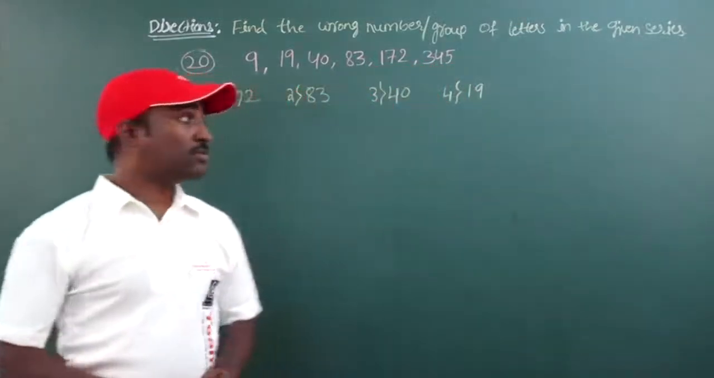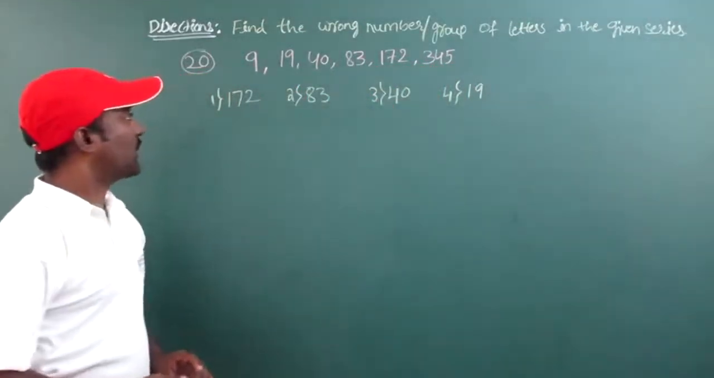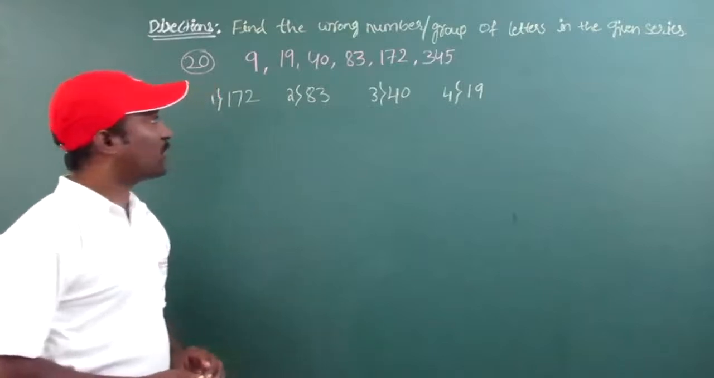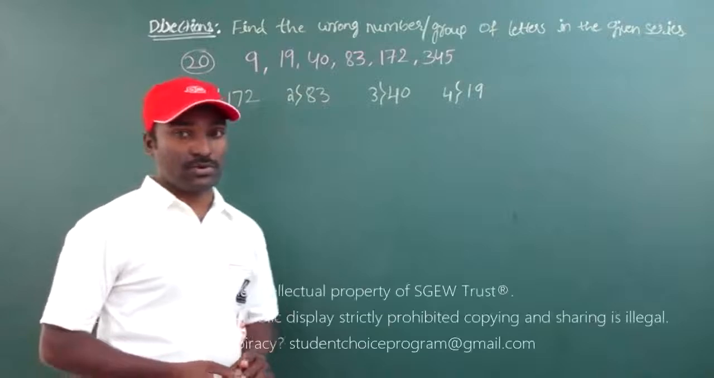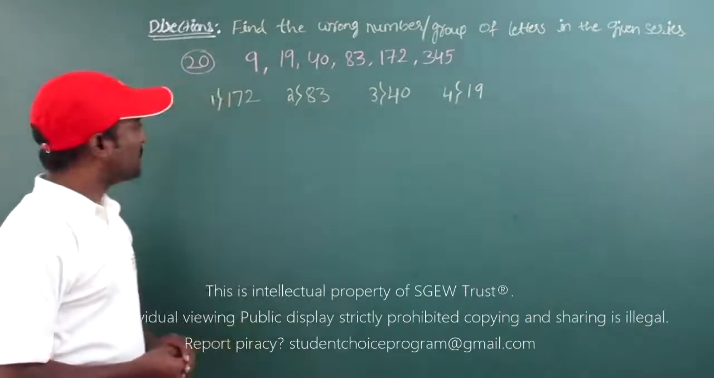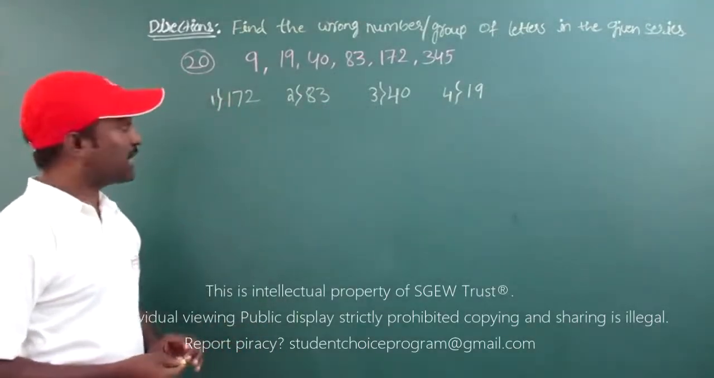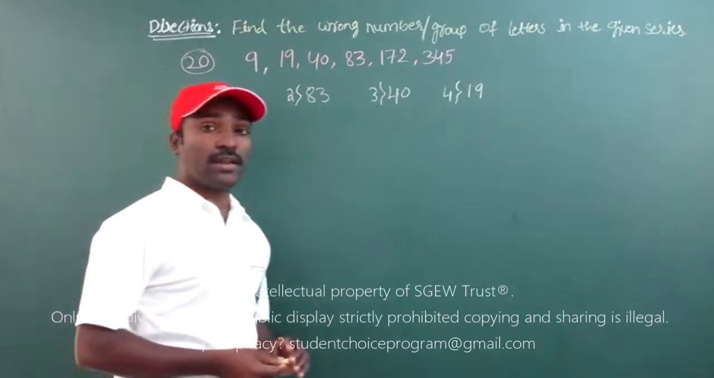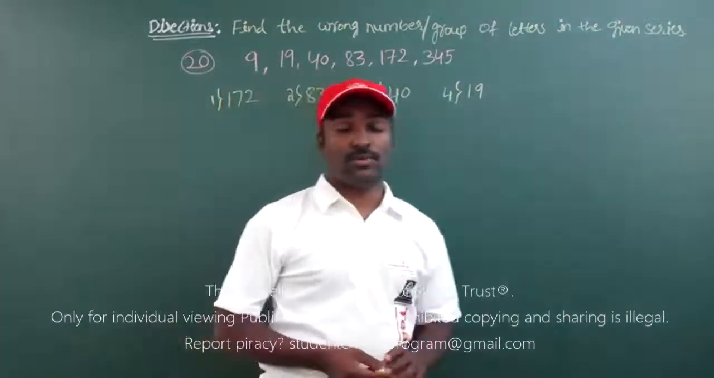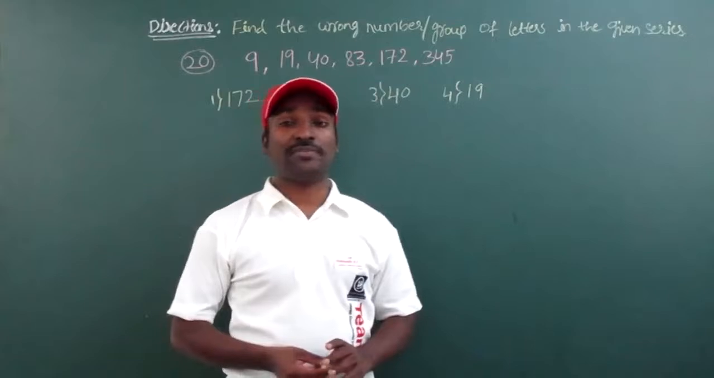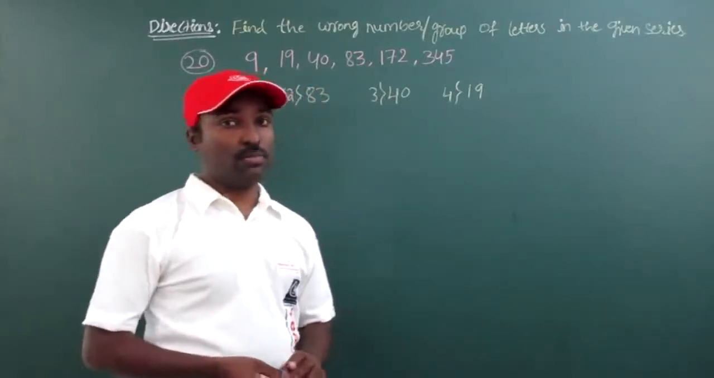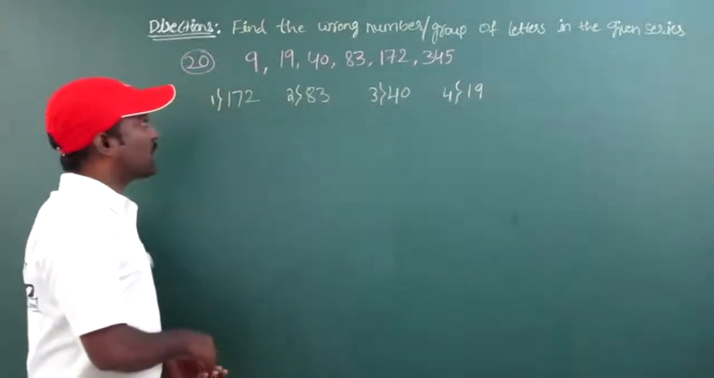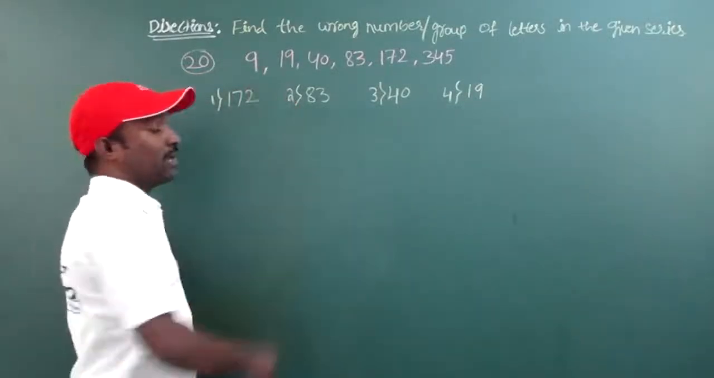Now moving to the question. The question is 9, 19, 40, 83, 172, 345. And the options are: first 172, second 83, third 40, and the last option is 90. So what do we have to do here? We have to find the wrong number or group of letters. Here I have a number series, so I have to find the wrong number.